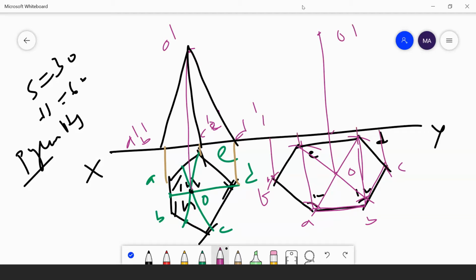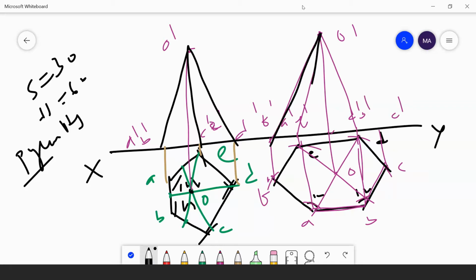Projecting all these points here. This one is F dash, A dash, E dash. This one is D dash, B dash. This one is C dash. Then I am joining O to A, O to F, O to D, O to A, O to E, O to D, O to C.